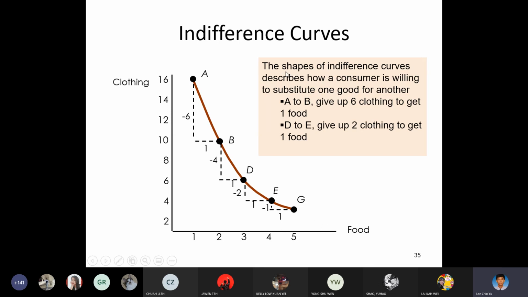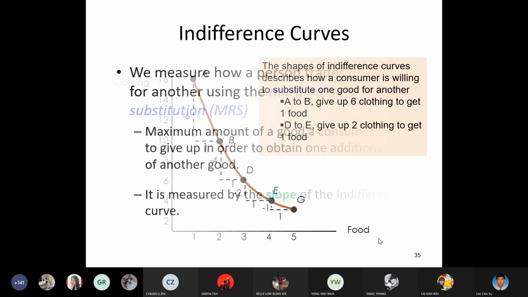So from here you can see that the shape of the indifference curve describes how a consumer is willing to substitute one good for another. A to B, give up 6 clothing to get 1 food. D to E, give up 2 units to get 1 food. So that's why you can see that it must be bowed inward.